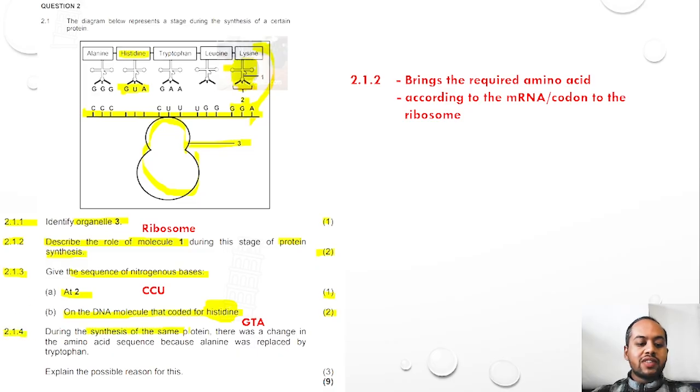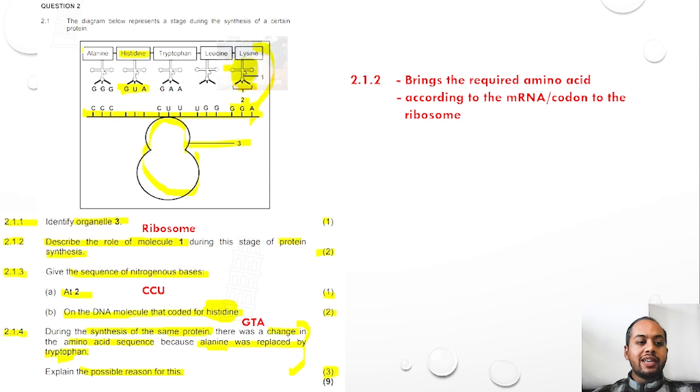2.1.4, during the synthesis of the same protein, there was a change in the amino acid sequence because alanine was replaced by tryptophan. Explain the possible reason for this for 3 marks. So in this question, you can see they are obviously referring to a mutation because you had a different amino acid. Different amino acids are possibly going to form a different protein. But they're saying during the synthesis of the same protein, there was a change in the amino acid sequence because alanine was replaced by tryptophan.